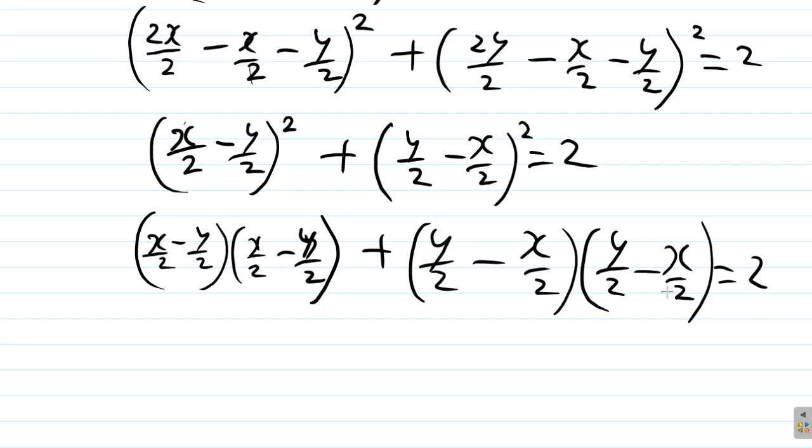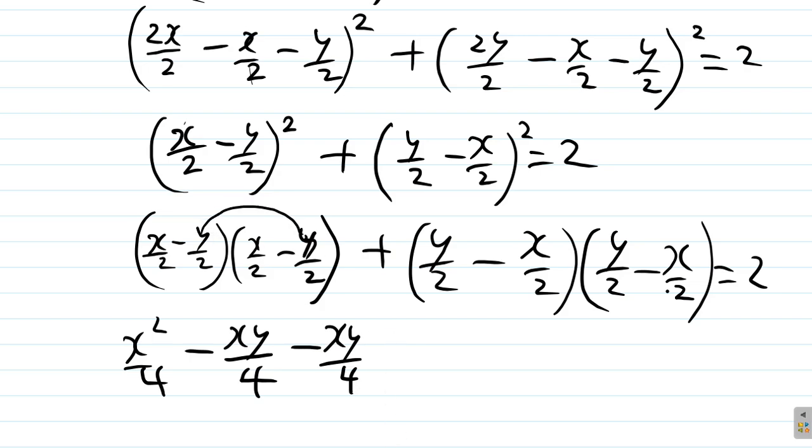Now, multiply out the brackets. This times this would be x squared over 4. x over 2 by negative y over 2 gives you minus xy over 2 times 2 is 4. Negative y over 2 times x over 2 gives you minus xy over 4. And negative y over 2 times negative y over 2 gives you plus y squared over 4.